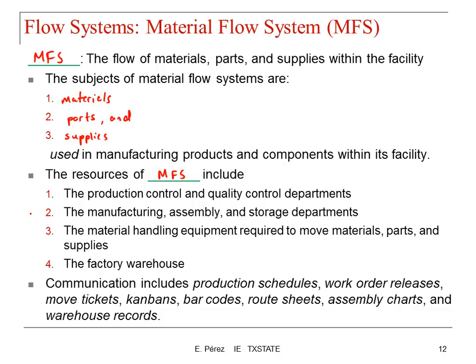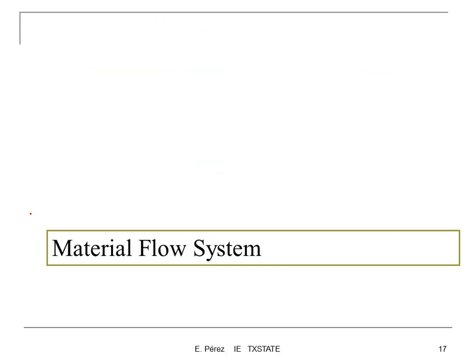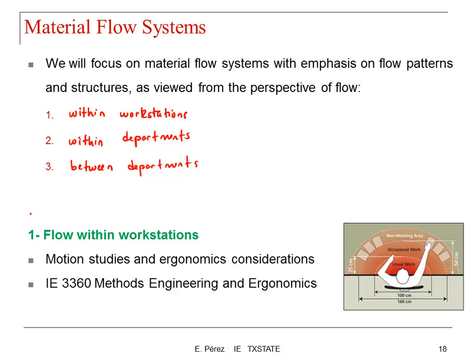So we discussed each one of them, and then we went back to the material flow system. In terms of the material flow system, we'll focus with an emphasis on flow patterns and structures from three perspectives: within workstations, within departments, and between departments. For the first part, which is the workstations, there's a course already offered in the School of Engineering, which is IE3360. We are not going to go into detail on the design of the workstations, because that material is covered in that course.